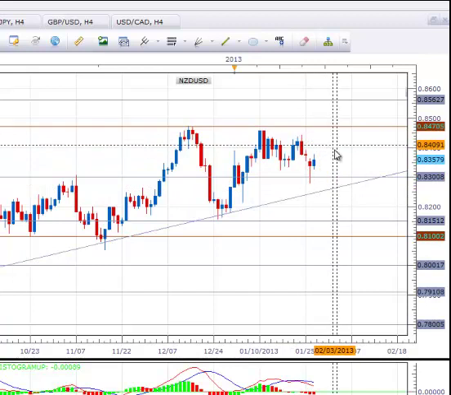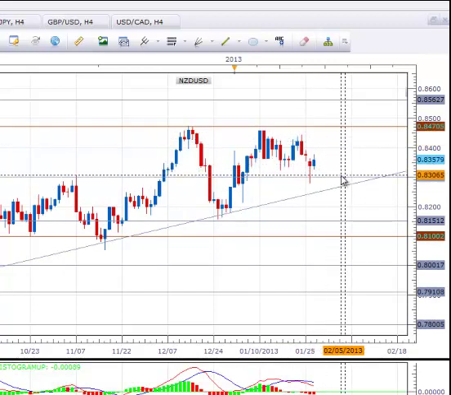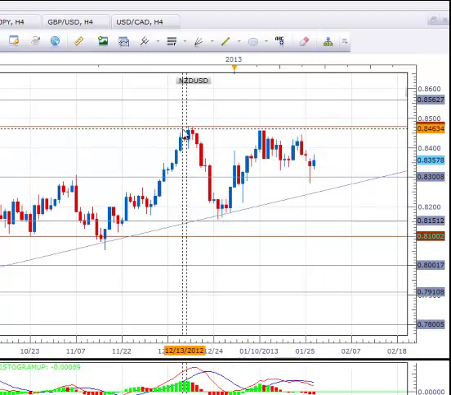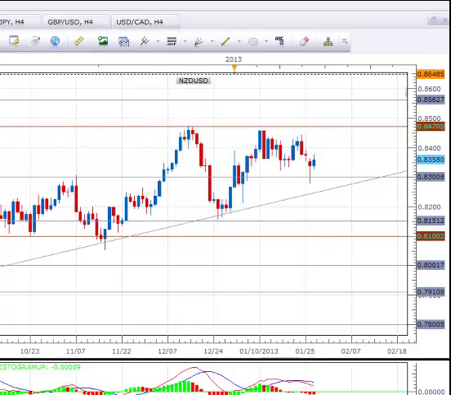Right now, as long as the pair is just trading in this narrow range, we're just going to stay sidelined on this pair until we hit one extreme or the other, and that could give us an opportunity to try to play a swing within the wedge that the pair is in.